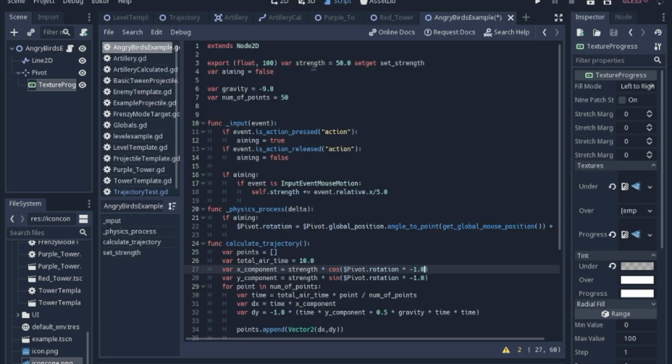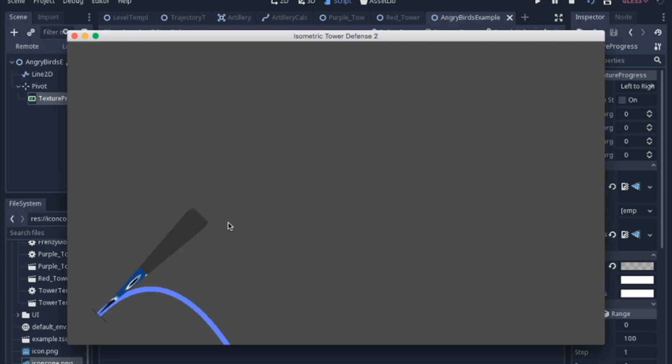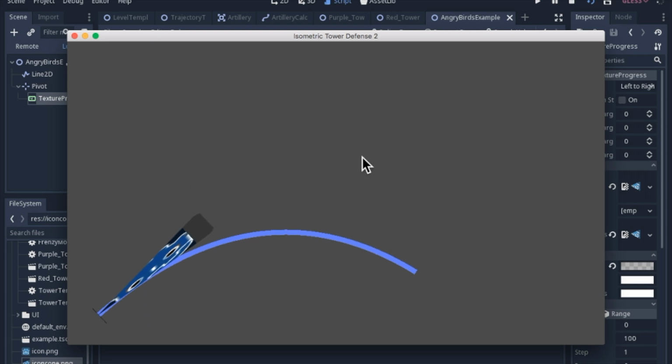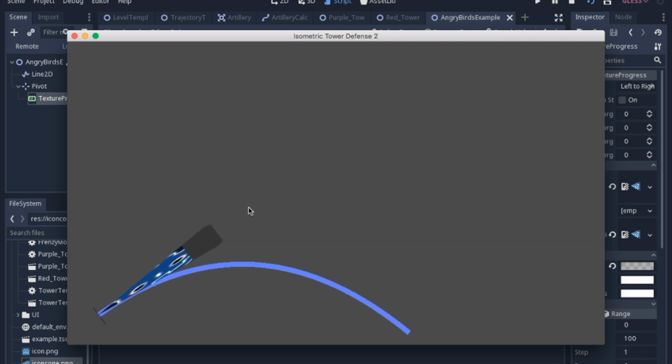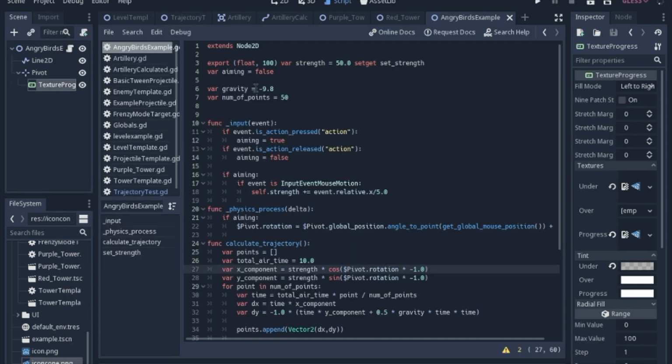We're going to have a few different variables. The strength is just going to be the current strength of that texture progress, so the speed we're going to send the projectile on. We're going to have the aiming be on or off, depending on whether we're moving the mouse with the left button clicked or without the left button clicked. That way we can control when we move this UI or this strength. So gravity is going to be negative 9.8.